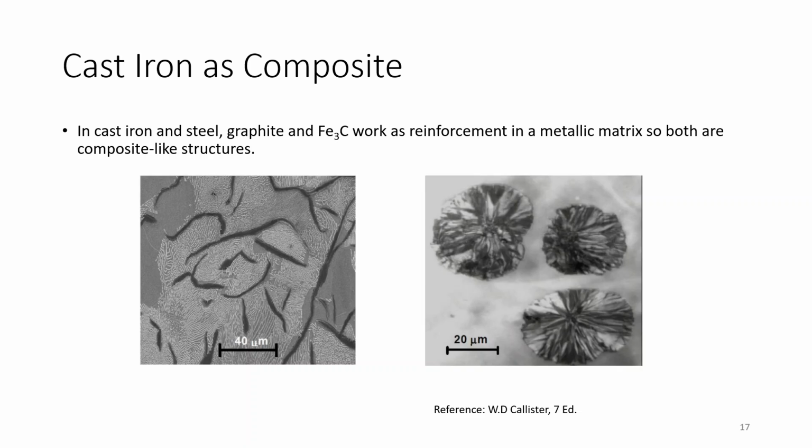Next is cast iron, which is also a composite. It is an alloy of iron and carbon, but if you notice the microstructure, it consists of graphite flakes which act as reinforcements, and the matrix consists mainly of iron. Then in cast iron and steel, graphite and cementite respectively work as reinforcement in a metallic matrix, so both are composite-like structures. Here also, in the nodular type of structure, you can see these nodules which will act as reinforcement, and the other part will act as matrix.